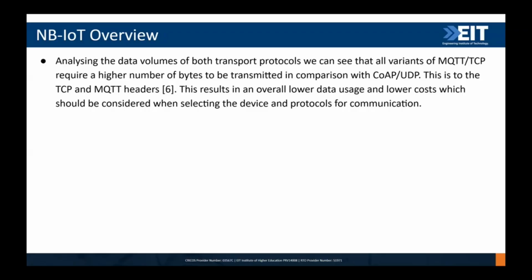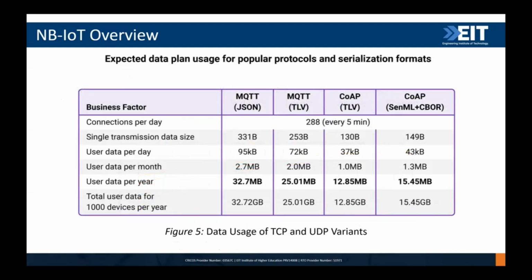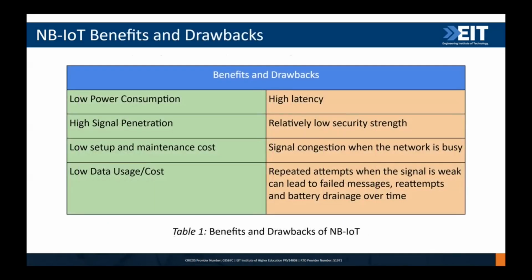So when we analyze the data volumes of both protocols, TCP protocols normally require higher data volumes, so UDP is normally more cost effective over time. Here we see a graph of the different configurations of serialization and TCP/IP protocols that were used. This is a cost comparison based on how much data will be used per year depending on the serialization and TCP/IP protocol selected. These are some of the benefits and drawbacks of NB-IoT.